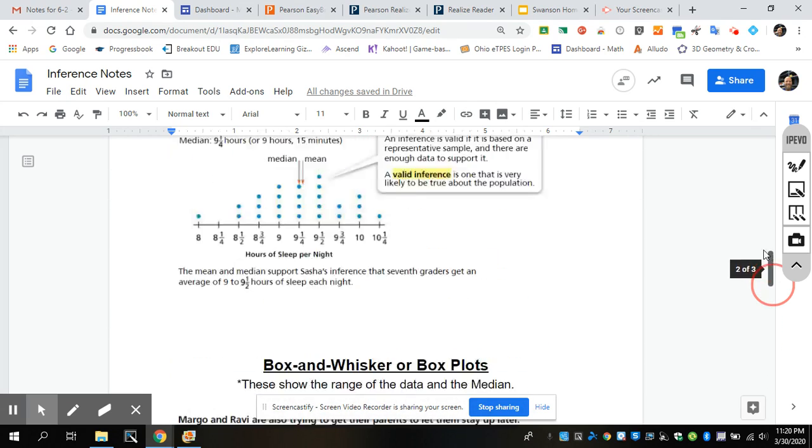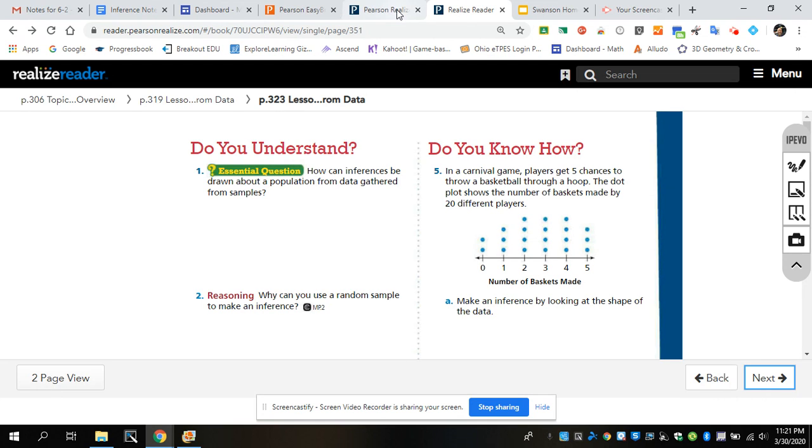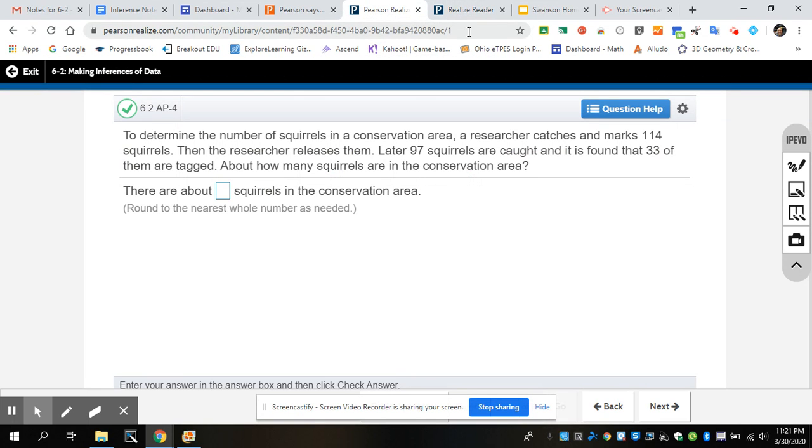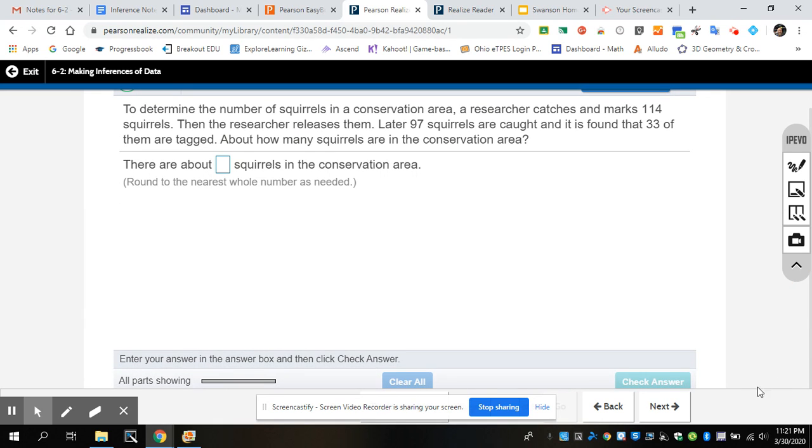So these notes will be in Google Classroom for you to look at as you're doing your homework. There's one question on your homework that I want to go over with you, because sometimes we have to use ratios and proportions to help us answer questions based on data that we've collected. This is question number 3 on your homework.